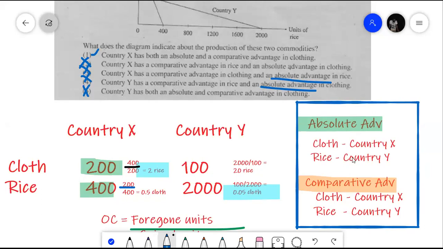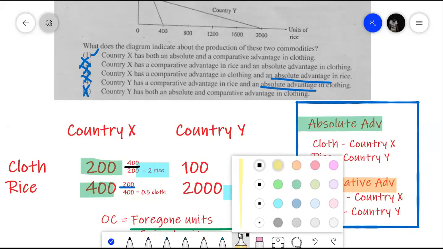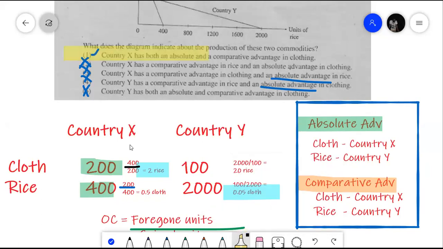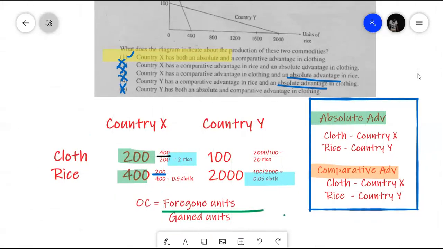Once you have calculated absolute advantage and comparative advantage, it's simply a matter of finding the correct answer. That's how you get that answer. This is a very common question. Every single year they get a question like this, right?